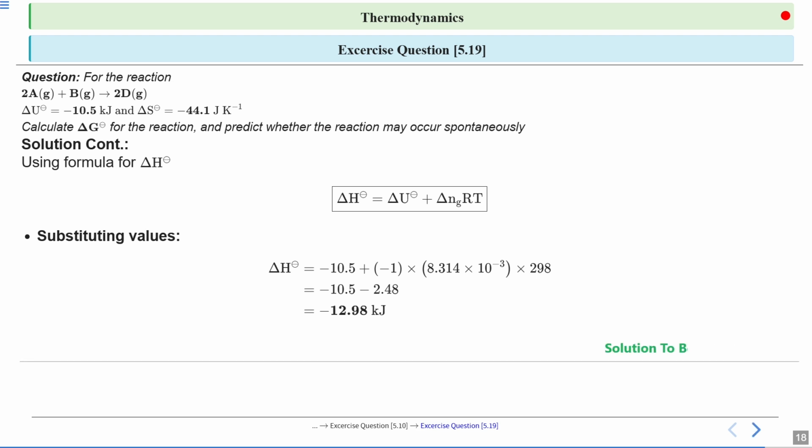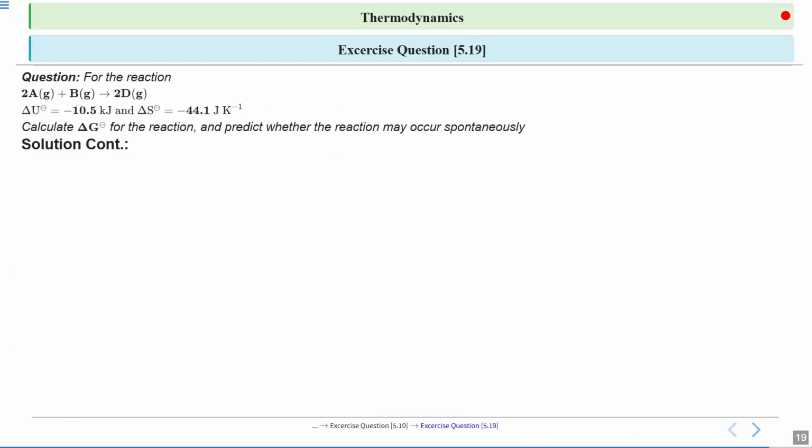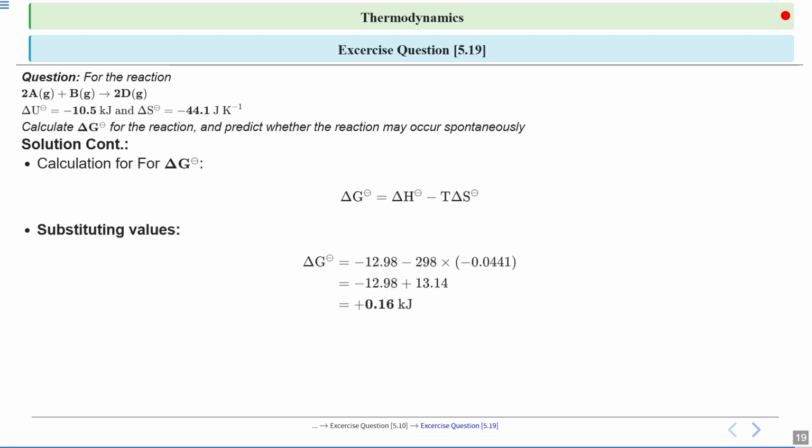Next thing we will do, we'll put this back in the Gibbs free energy change equation. So what is that equation? Delta G naught is equal to delta H naught minus T delta S naught. So this is your equation. If you put these values here, what will you get? You will get your delta G naught as plus 0.16 kilojoule.